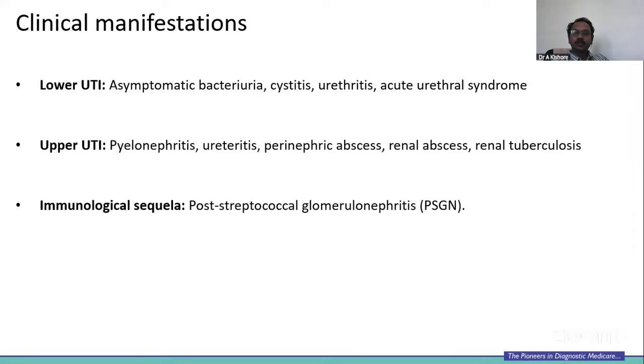I'm not going into much detail. These are all very well known manifestations of urinary tract infections. You can see it as asymptomatic bacteriuria, inflammation of the bladder leading to cystitis, inflammation of the urethra leading to urethritis and acute urethral syndrome. Upper urinary tract infections mainly involve the kidney, the cortex of the kidney, leading to pyelonephritis, perinephric abscess, renal abscess and renal tuberculosis. And lastly, some complications might occur because of continuous urinary tract infections, which lead to post-streptococcal glomerulonephritis.